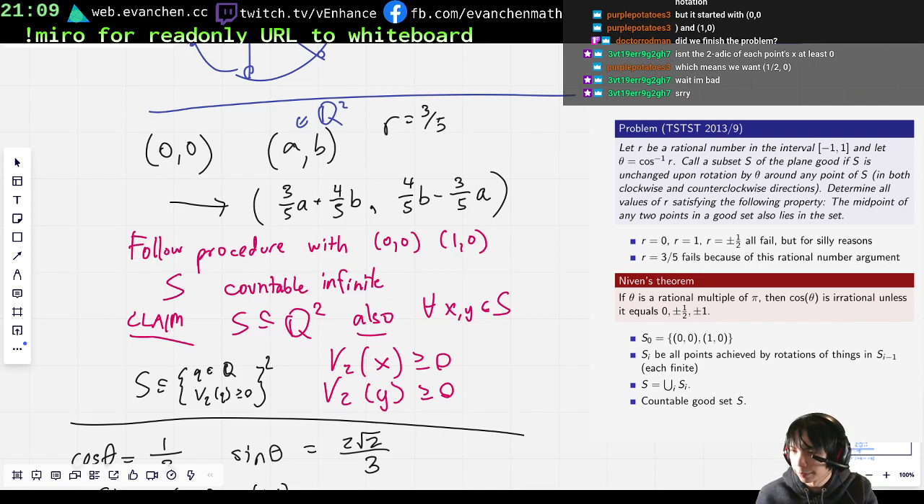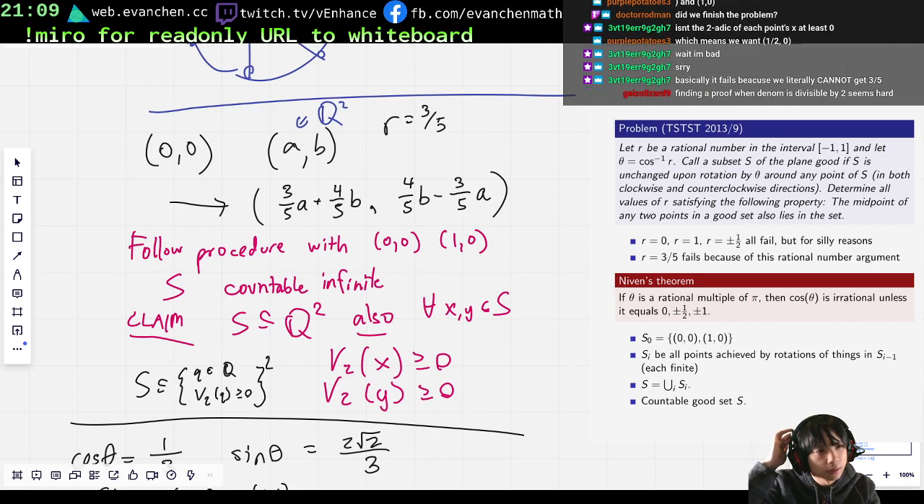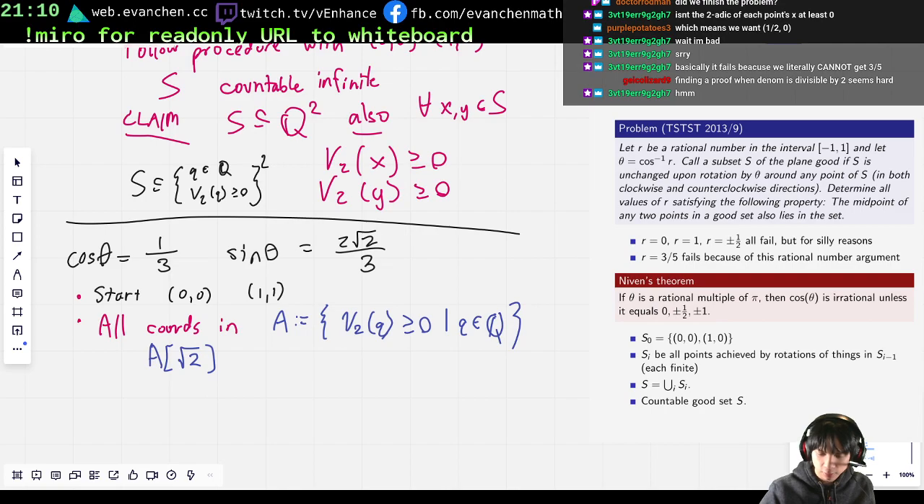Someone was saying something about 2 times a quarter equals 1/2, therefore 3/4 works. I don't see what that means. I'm actually scared of the other direction. I suspect the answer, because this obstruction goes away, is that the property holds, but I don't see exactly why.